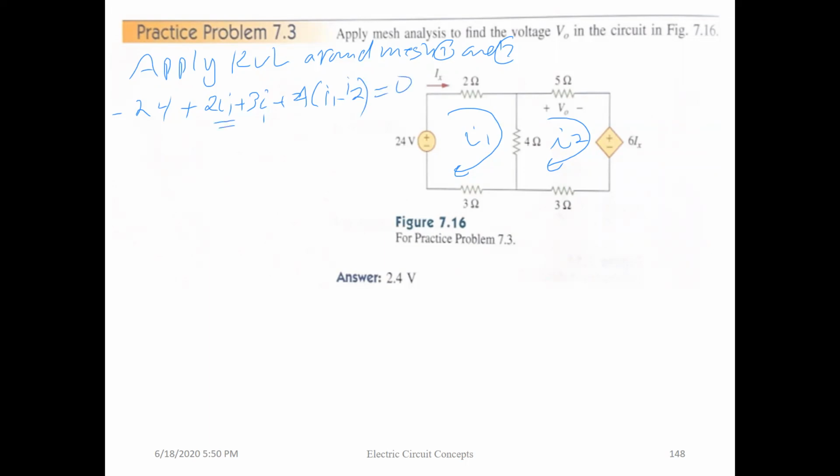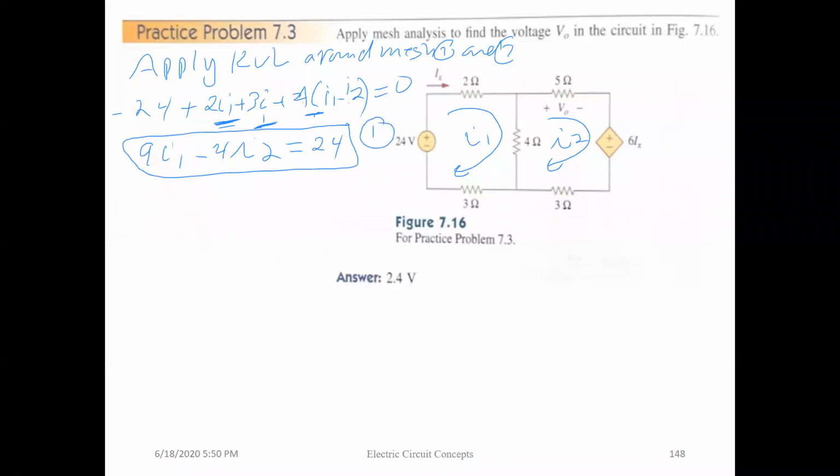So here's i1. We have 2, 4, and 3. So we have 9i1. And then negative 4i2 equals to 24. So again, we have 2i1, we have 3i1, this is 5, and then we have 4i1, this is 9. And then we have 4 times negative i2, so this is equation number 1.